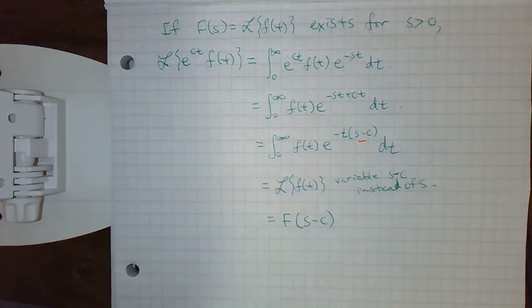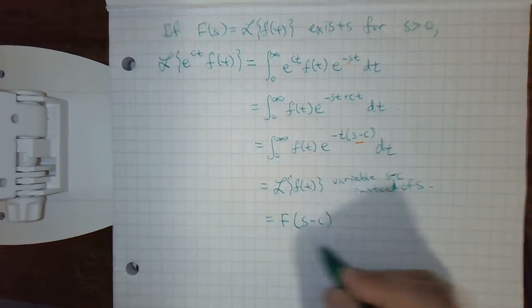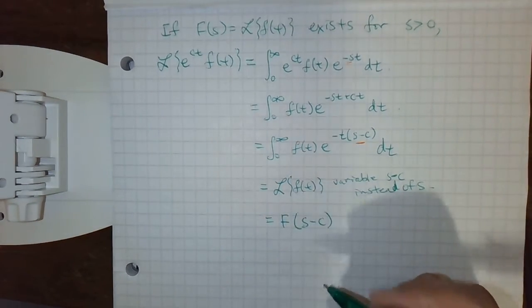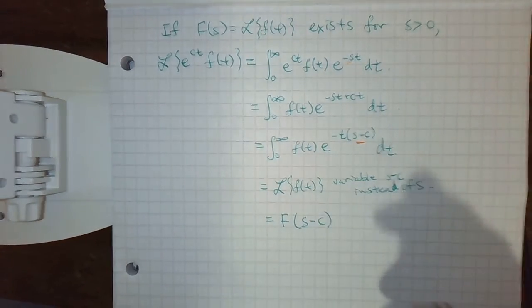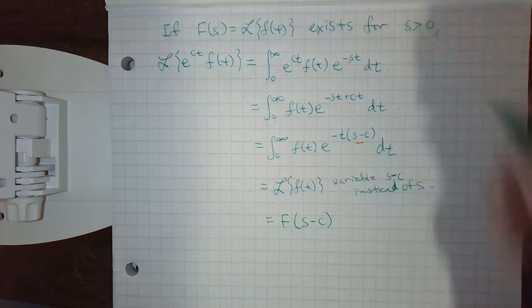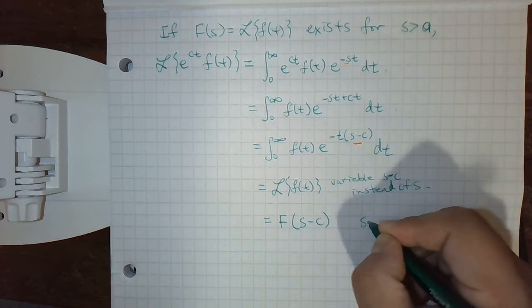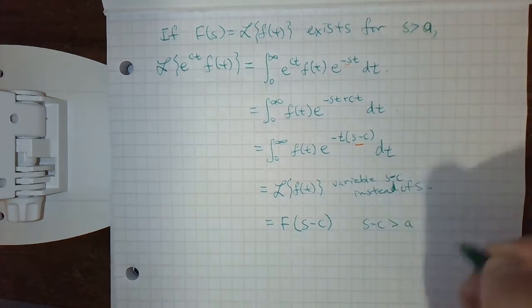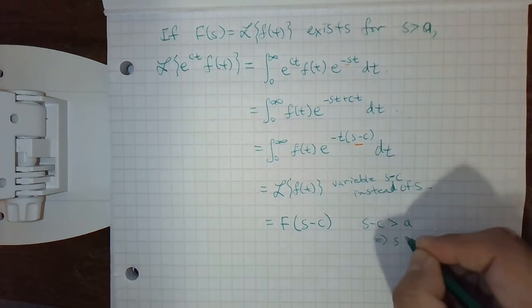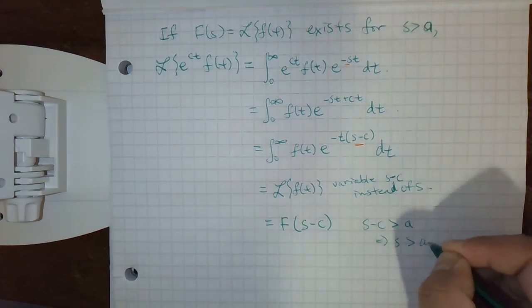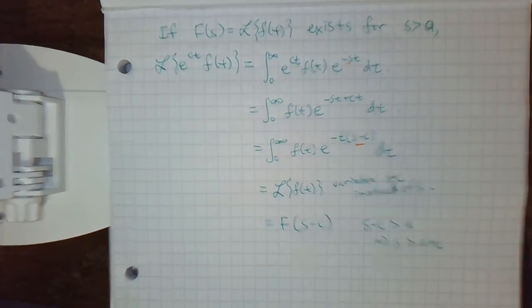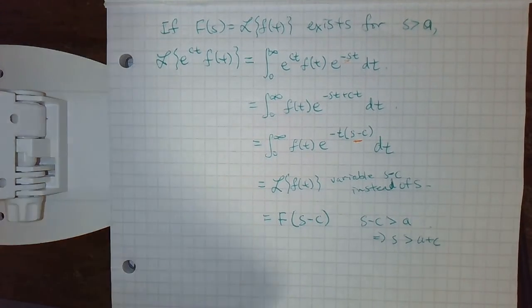The Laplace transform of e to the ct f of t is big F of s minus c. And this exists for, it should have been s greater than a. So it exists for s minus c greater than a, which really means s is greater than a plus c. Okay, so let's look in the table about where that comes up.